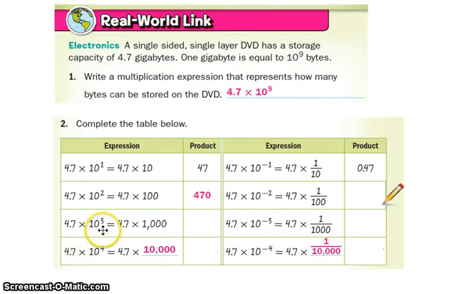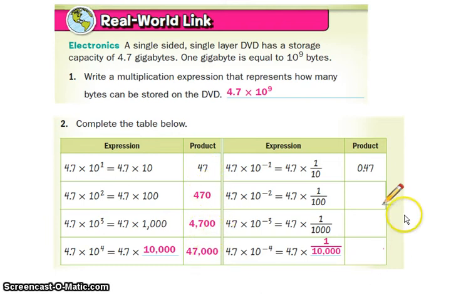4.7 times 10 cubed, well, if we take 10 cubed out of exponential form, the exponent is 3, so we have 3 zeros. So 4.7 times 1,000 is 4,700. And if we take 10 to the 4th out of exponential form, we've got 4 zeros because the exponent's 4. And we take 4.7 times 10,000, we have 47,000. You should see a pattern.